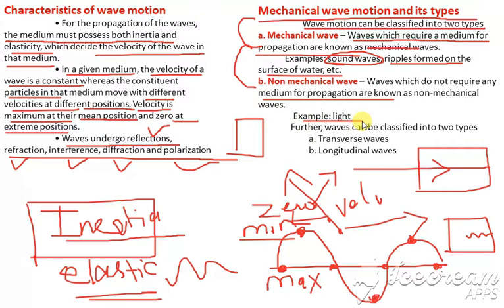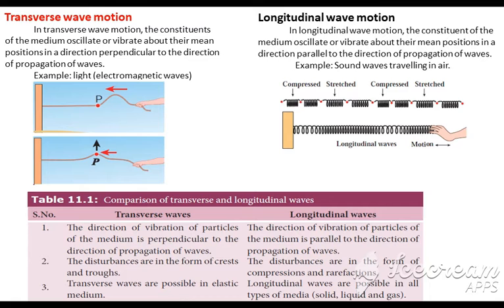Example we can say is light. Then the waves are further classified into two more types. What are they? Transverse waves and longitudinal waves. So the two main types are mechanical and non-mechanical. Then further they are classified into transverse and longitudinal waves. Now let us see what transverse and longitudinal waves are.